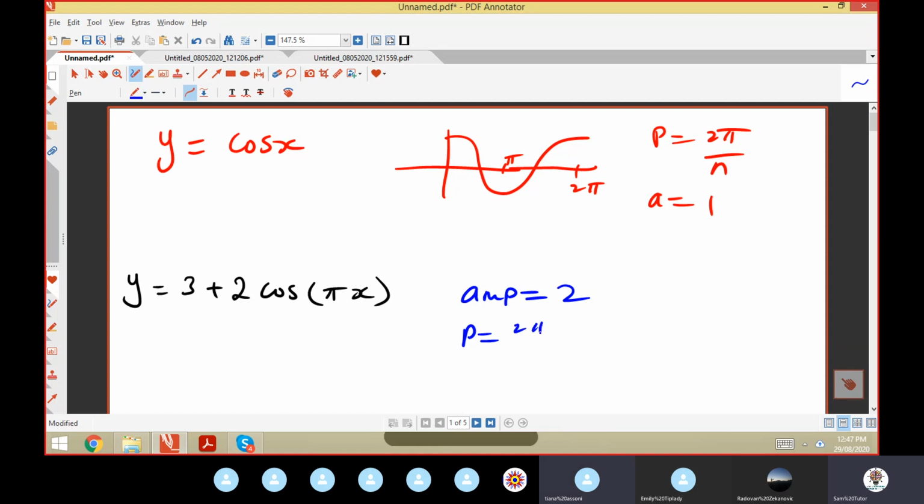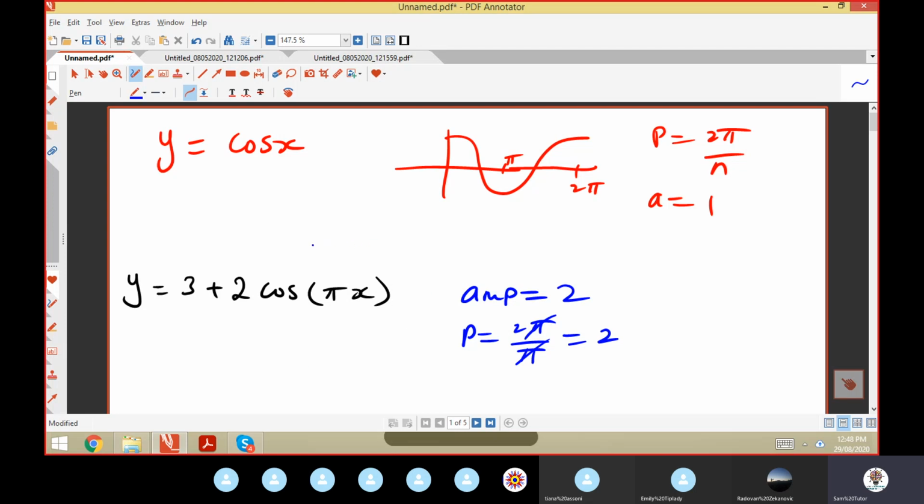2 pi on pi x. Oh, don't say x. N is the number in front of the x. So just pi. Just pi. So then that gives me a period of 2. So every 2, not 2 pi, not 360 degrees, not 180 degrees, it's not degrees. Every 2, like 2 centimeters, 2 meters, whatever. Every 2, you should see 1 cos.